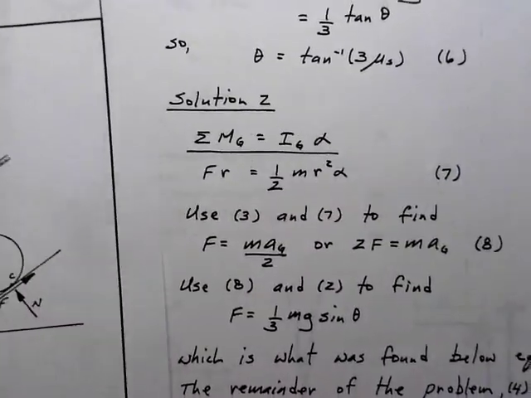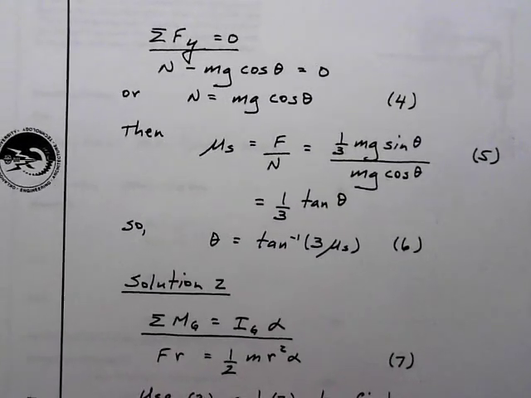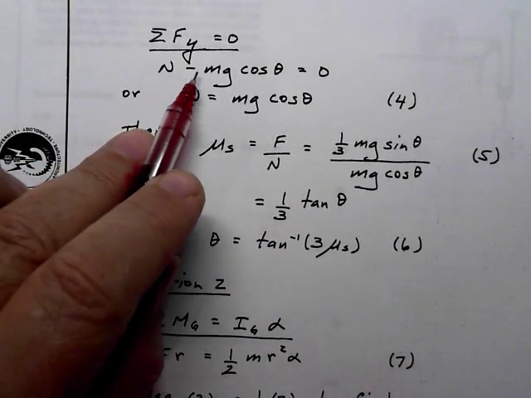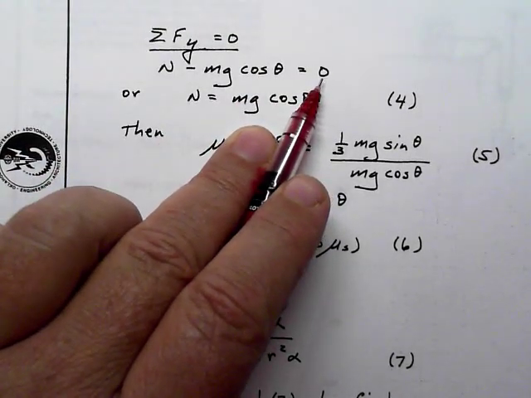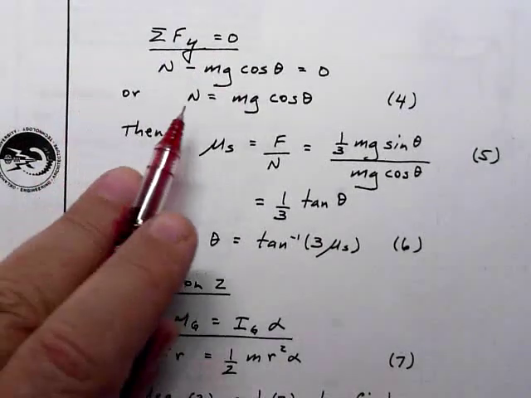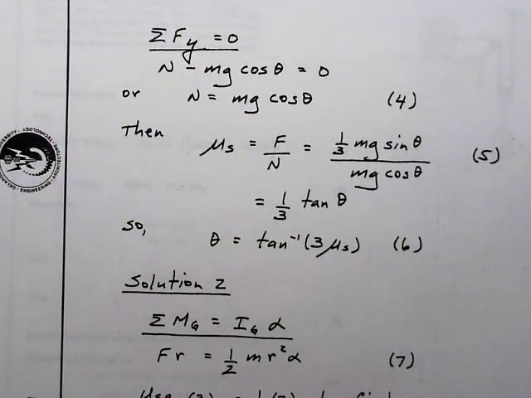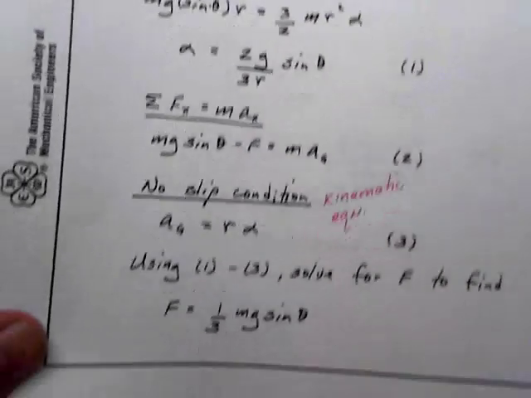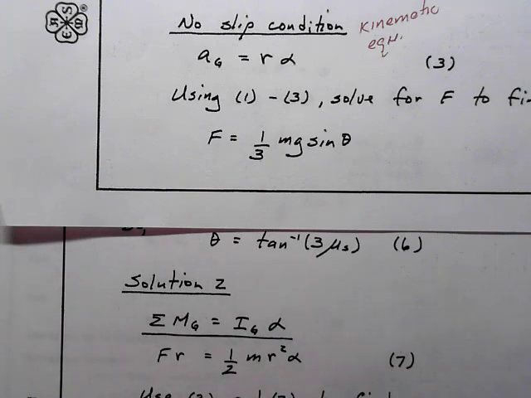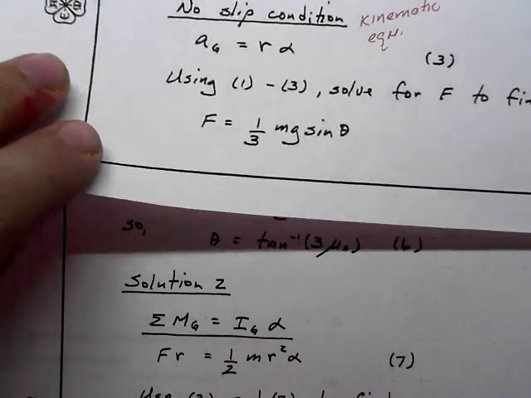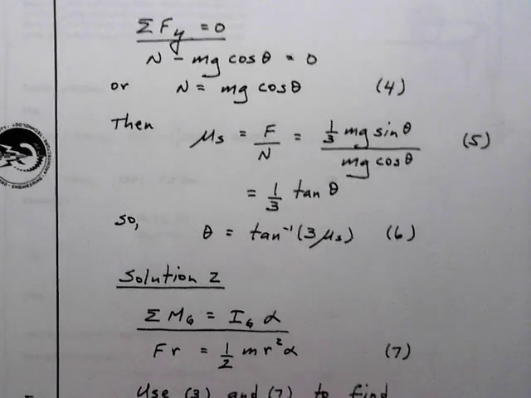Finally, we do need some forces in the y direction to bring in the normal force. So the sum of forces in the y direction is equal to the normal minus the component of gravity, which is equal to mass times acceleration in the y direction, which is 0. And so we get the normal force is mg times the cosine of theta, and we have the friction force from earlier, 1/3 mg sine of theta. And now we can finally say something about the coefficient of friction by relating the friction and the normal.